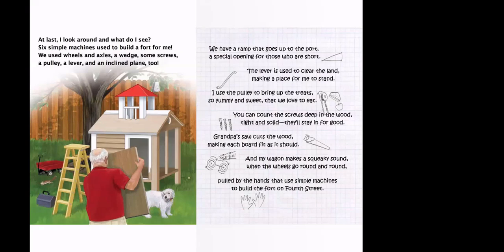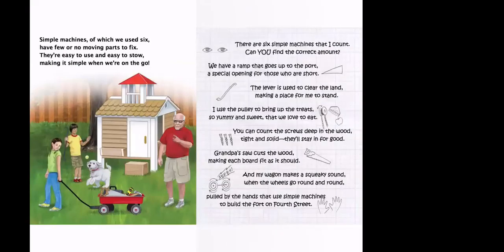Grandpa's saw cuts the wood, making each board fit as it should, and my wagon makes a squeaky sound when the wheels go round and round, pulled by the hands that use simple machines to build the fort on 4th Street. So, simple machines, of which we use 6, have few or no moving parts to fix. They're easy to use and easy to stow, making it simple when we're on the go.